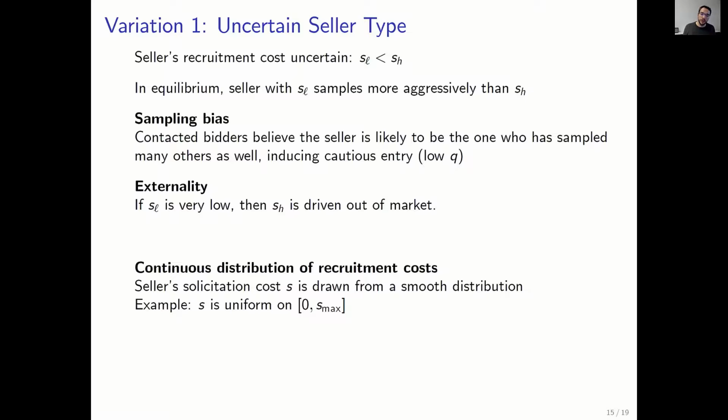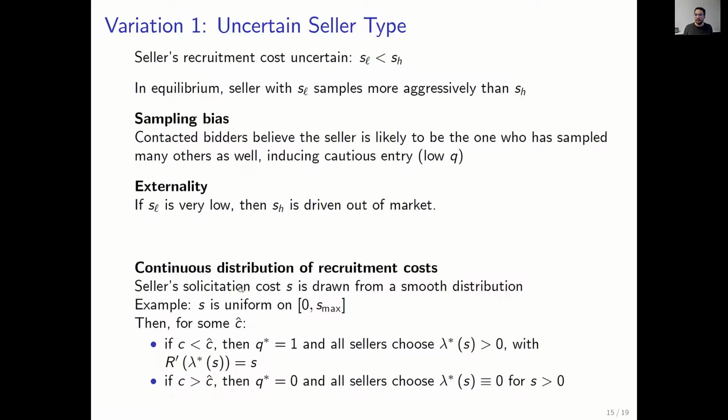So we can also look at a continuous distribution of recruitment costs. Suppose the seller solicitation cost S is drawn from a smooth distribution. Say S is uniformly distributed between 0 and S max. Sellers who have costs above S max will not be able to recruit any bidders anyway in the equilibrium. Okay, so suppose the costs are between 0 and S max, and uniformly distributed, and we're asking what the equilibrium is like? Well, here's the answer.